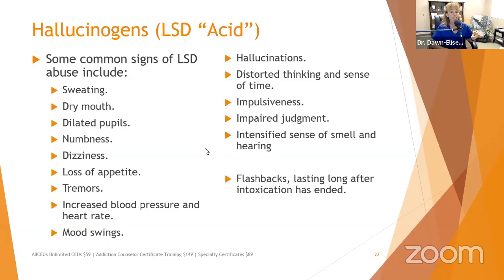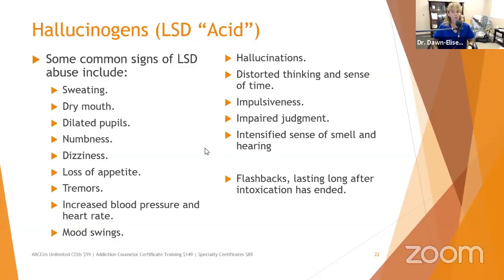So numbness, dizziness, loss of appetite, tremors, increased blood pressure and heart rate, mood swings, hallucination, distorted thinking, impulsiveness, impaired judgment, and intensified sense of smell and hearing. So a lot of these symptoms of LSD are very similar to symptoms that people are going to experience when they're using stimulants. But this intensified sense of smell and hearing is one that's unique. So we do want to listen for signs of that.